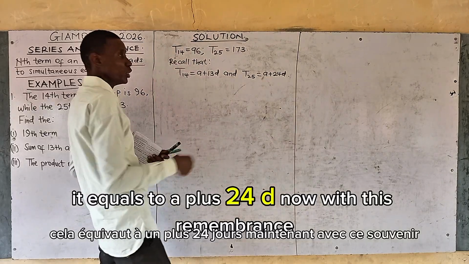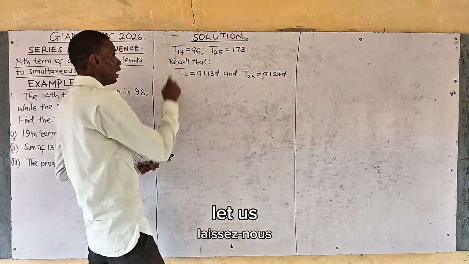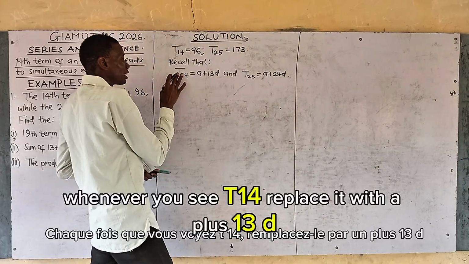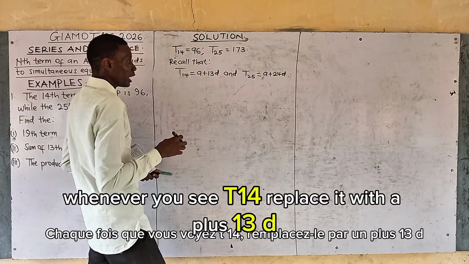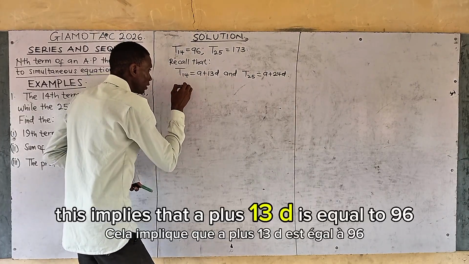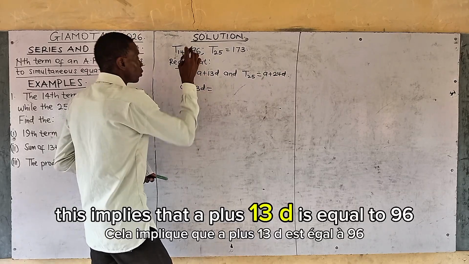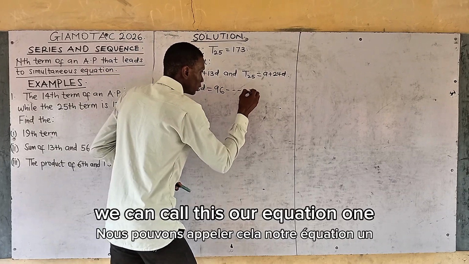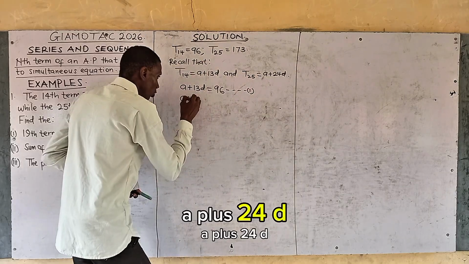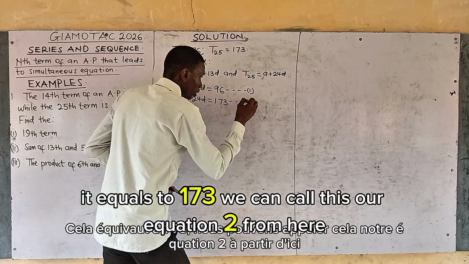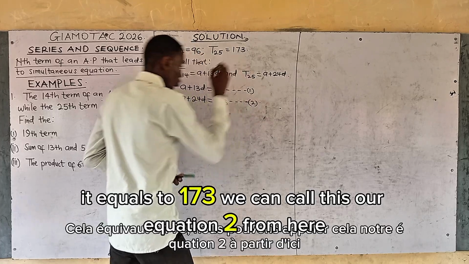Now, with this remembrance, let us jump into our question. What are we having now? Whenever you see T14, replace it with A plus 13D. This implies that A plus 13D is equal to 96. We can call this our equation 1. A plus 24D is equal to 173. We can call this our equation 2.